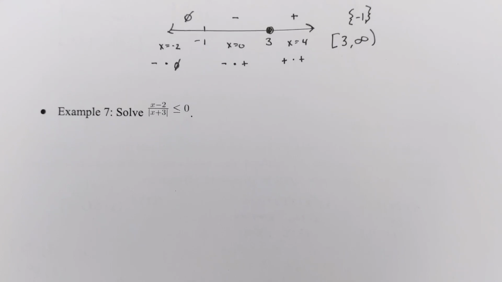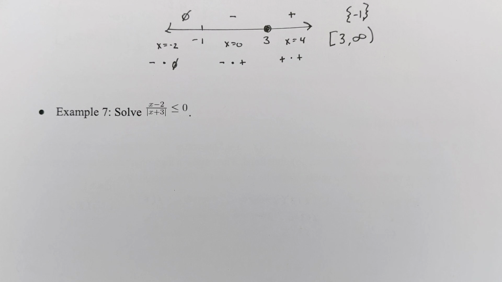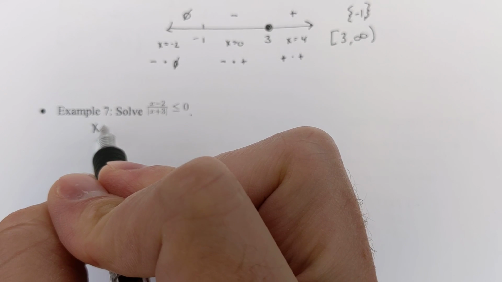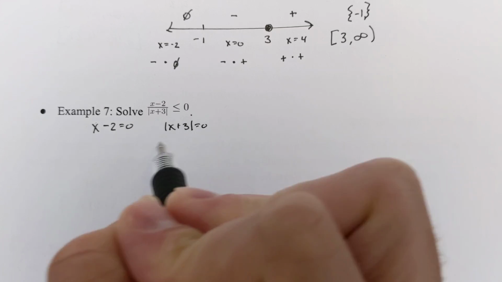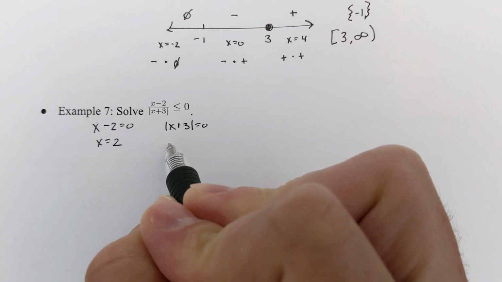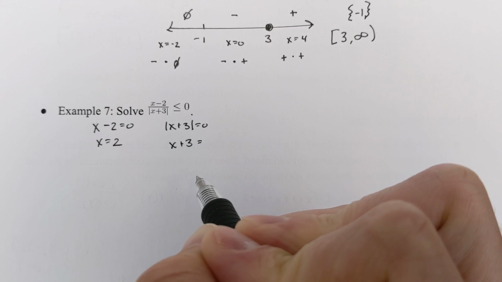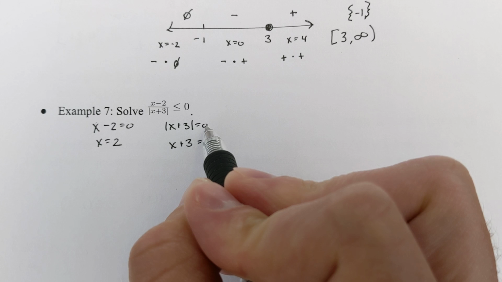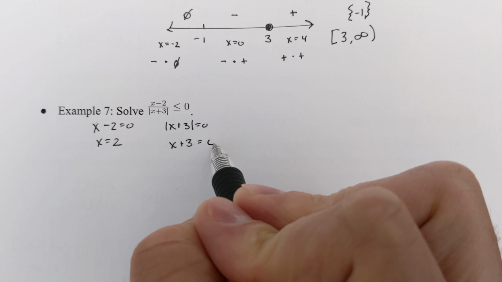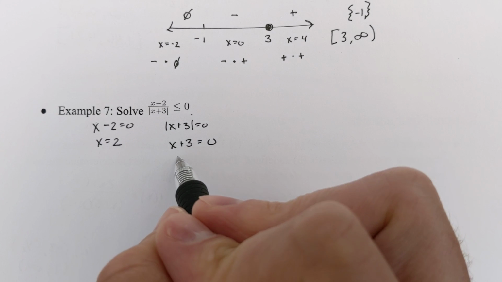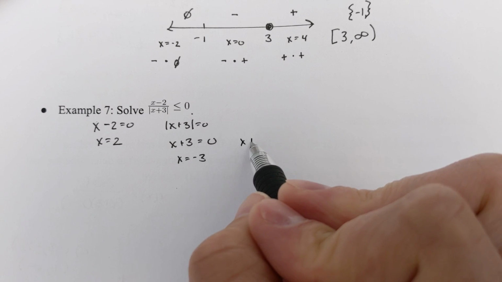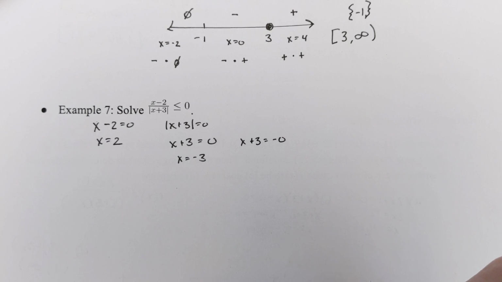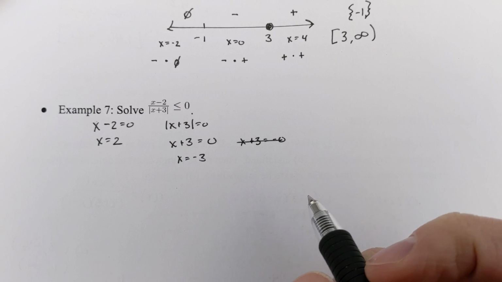So I need my zeros, I need my undefineds. To do the zeros, I take my numerator, so x minus 2 is equal to 0. To get my undefineds, I set my denominator equal to 0. So x is 2. Over here, normally when you drop the absolute value bars, you get 2 equations, one with the actual version of this and one with the negative, but since 0 is its own opposite, you only have to solve it once. Technically, the other equation looks like this, but -0 doesn't mean anything, so you don't have to worry about it.